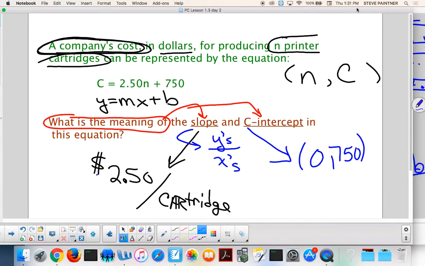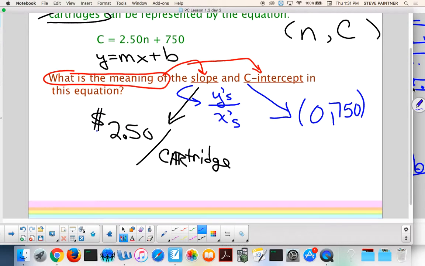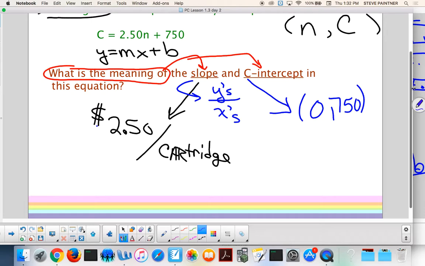So how did you guys say that? The C-intercept, what does it mean? Base price. The base price. Okay? I didn't use the word base price. I used something else, although I get what you're saying. Starting price, okay? That's base price, starting price.